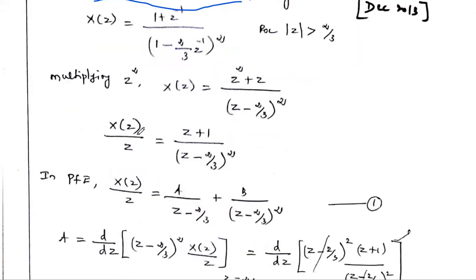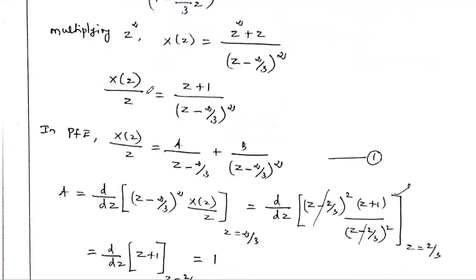What is the next step? We have to keep one Z on the left side. From the numerator, we take Z as common, so we can write Z into (Z plus 1). That Z we give to the left side. So X of Z by Z can be written as (Z plus 1) divided by (Z minus 2 by 3) the whole squared.